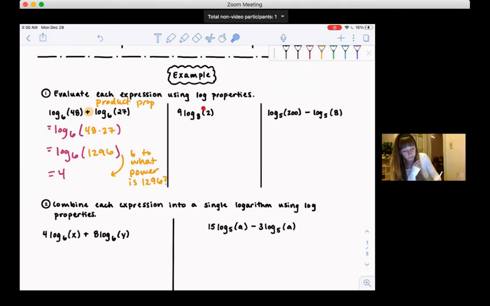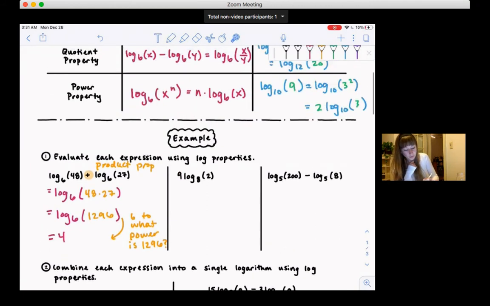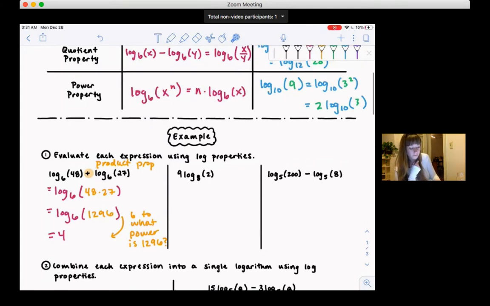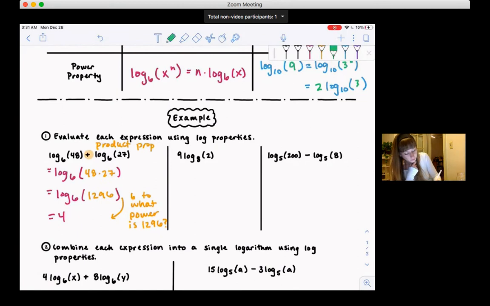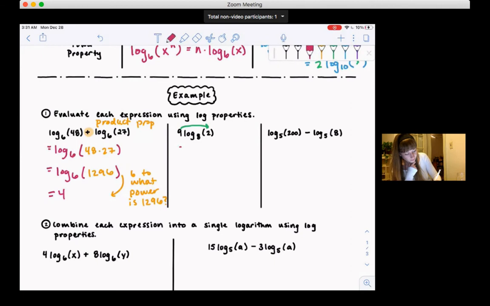Okay, let's try another one. So for this one, we have a number multiplying outside the log, and our power property tells us that multiplying outside the log is the same as an exponent inside the log. So what we can do is bring this 9 inside and make it an exponent. So this equals log base 8 of 2 to the 9th power.